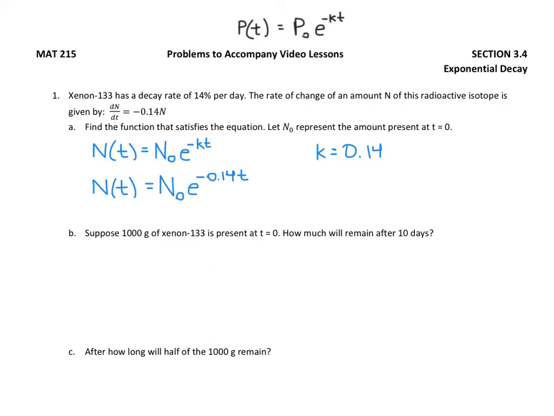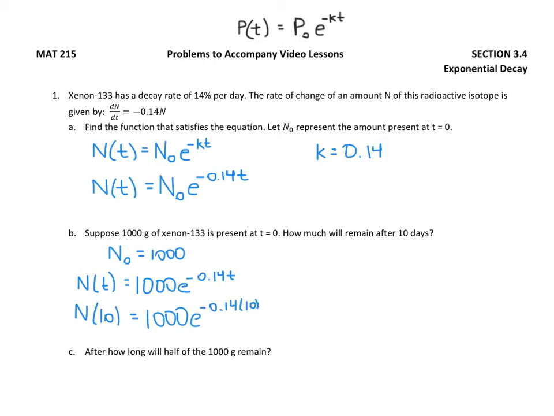So now we're assuming that our N sub 0, our initial amount, is equal to 1,000. So we're going to plug that into our function here. So N sub t then is going to look like, now that we have a specific initial amount, we can put that into our function here: 1,000 e to the negative 0.14 t. Now if we want to know how much will remain after 10 days, we're going to evaluate t equal to 10. So we're plugging 10 in for t.